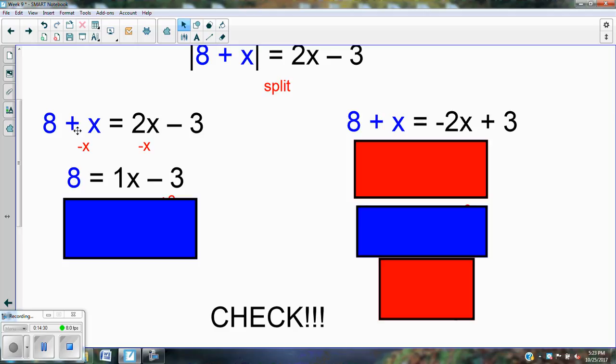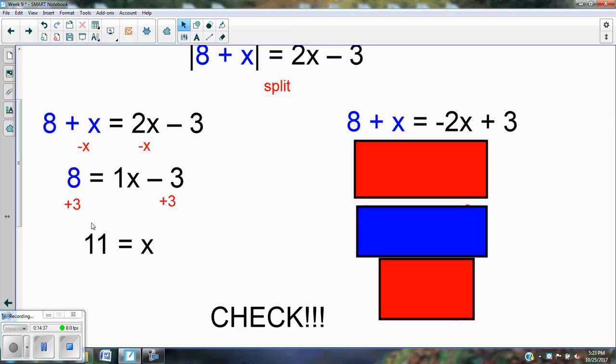We're going to subtract x on both sides here. So we have 8 equals 1x minus 3. Add the 3 to both sides, we get 11 equals 1x, or 11 equals x. So that one is done.